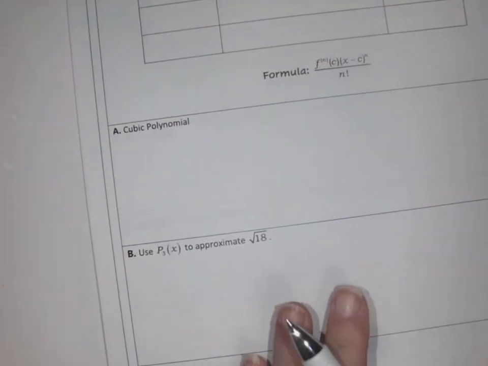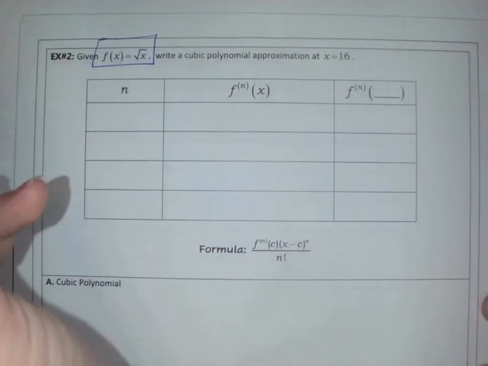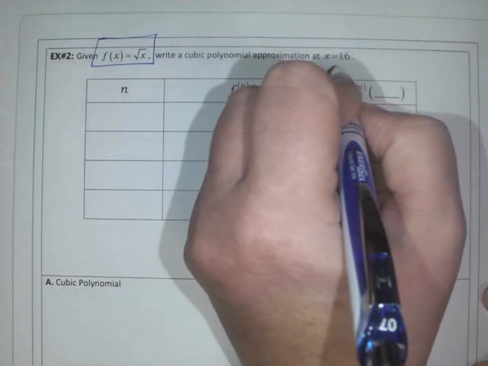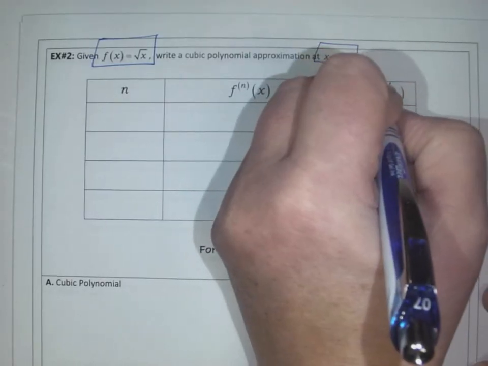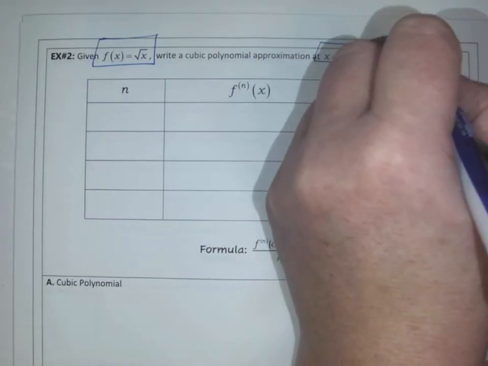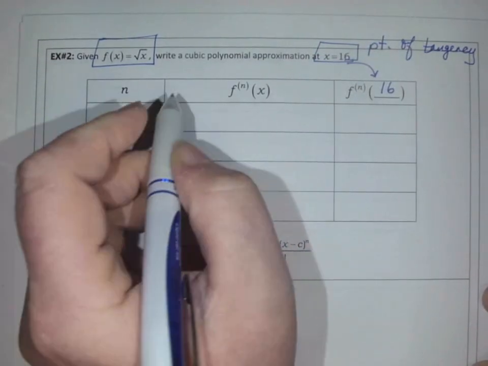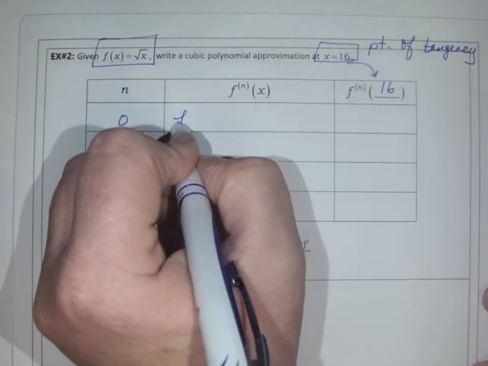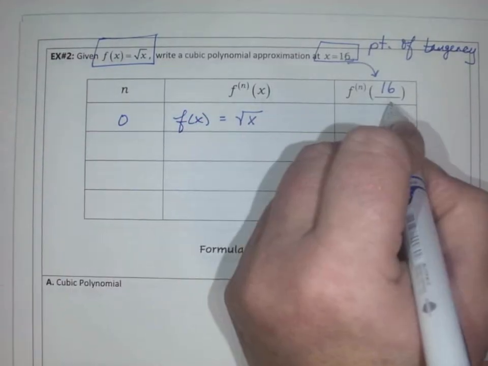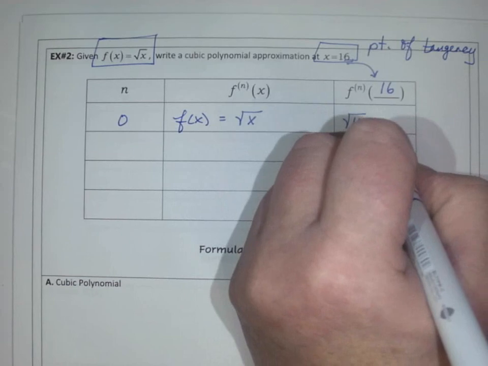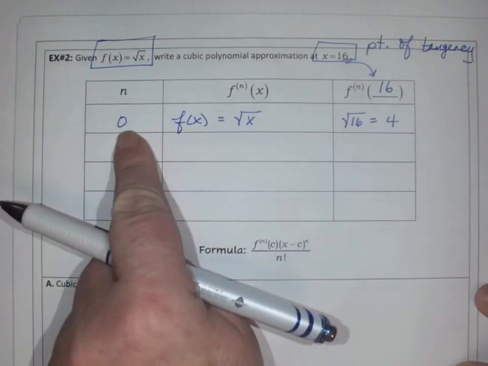We have the square root of x is our function. So here's our function. We are writing a cubic polynomial approximation at x equals 16. So 16, remember, this is our point of tangency. Okay, so we're going to start with n equals 0. That would be f of x, which would be the square root of x, which when I plug in 16, I would get the square root of 16, which is 4. Okay, remember, we're plugging in our point of tangency value, not our n value.